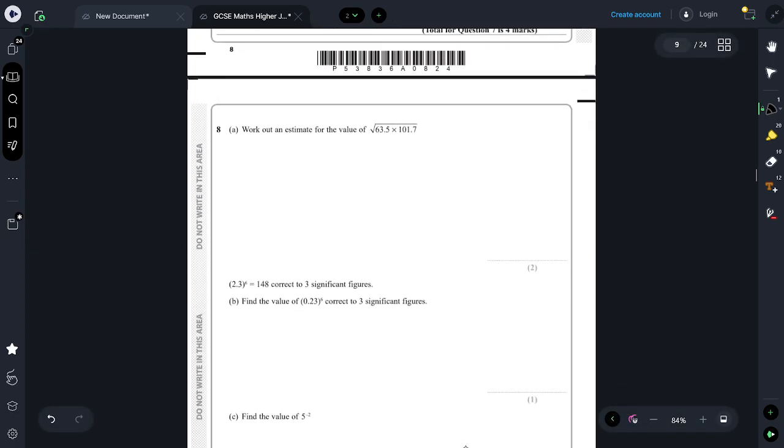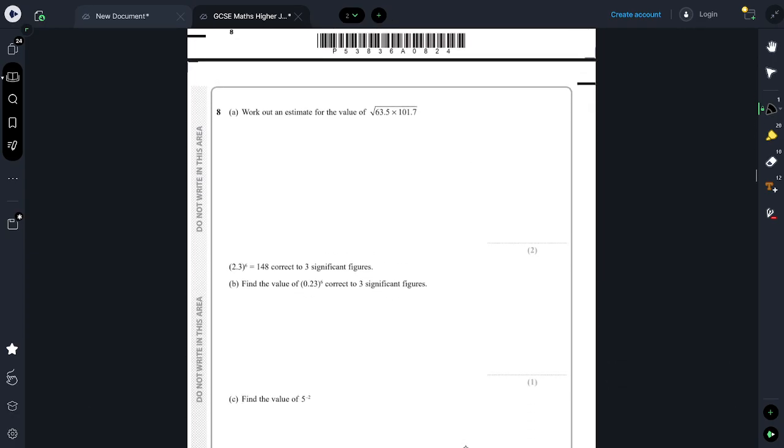Okay, and now we're on question 8. So it says for part A, work out an estimate to this one here. So again, there was an estimation question in the other paper. Again, I keep echoing this, but I echo this for a reason. The same sort of topics and questions come up every year, especially for paper 1.